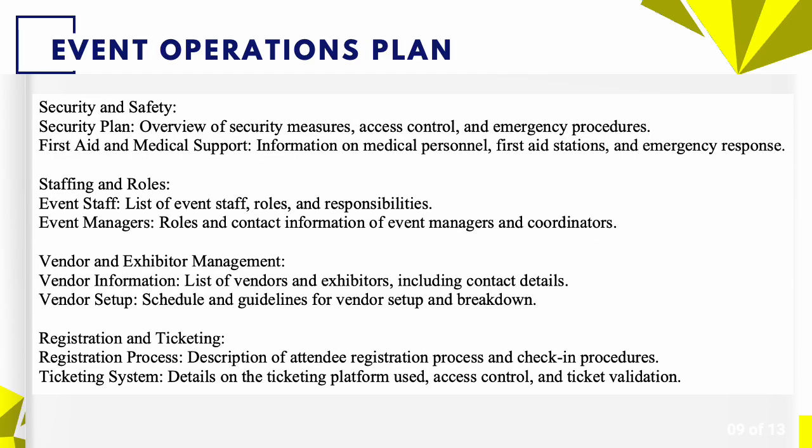Okay, we also have security and safety. For the security plan, we have to have an overview of security measures, access control, and emergency procedures. Then first aid and medical support. So we have to provide information on the medical personnel that we have, their first aid stations, and the emergency response. And the staffing and roles. So here we list all the event staff and their roles and responsibilities. And for the event managers, we list all the roles and contact information of the event managers and the coordinators. Then the vendor and exhibitor management.